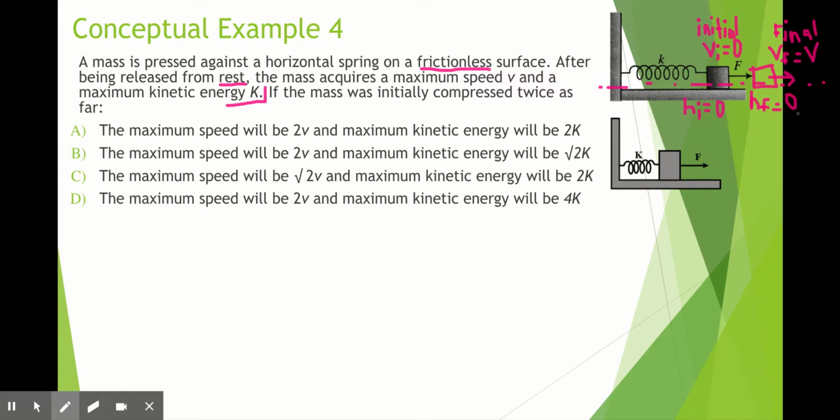Okay, so that's what we're doing here. We're going to say that its initial height and its final height, it's along the surface of the table or the ground. We assign that height to be 0.